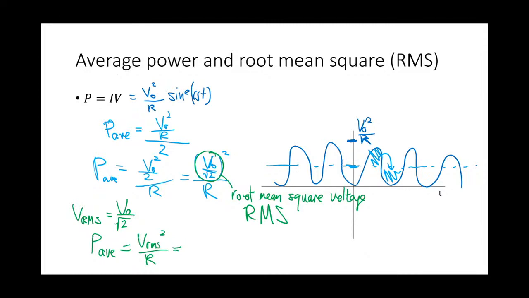Or you can do a very similar thing, and instead of V squared over R, you can also do I RMS squared times R, or you can split the root 2's between the current and the voltage. In other words, this here is V0 over root 2 times I0 over root 2, which is V0 I0 over 2, which is the same as the total max power divided by 2. So that's where root mean square comes in, in terms of AC circuit analysis.